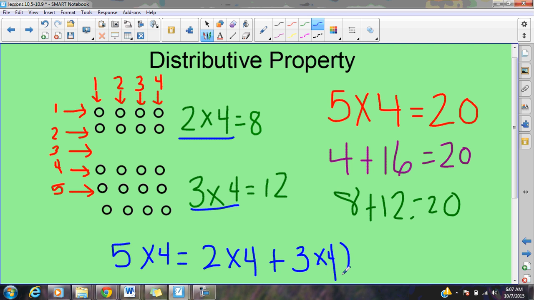I'm going to put some parentheses around these. And it would be the same. Is it the same? Yes, we know, because 2 times 4 is 8, and 3 times 4 is 12. It is 20. No matter which way I arrange this group of 20, it's still going to have the same total amount. And then I have 5. I could either count them as 5 all together and 4 rows, or I could break it up into 2 rows plus 3 rows times 4 each, and still get the same amount. And this is another way to look at distributive property.